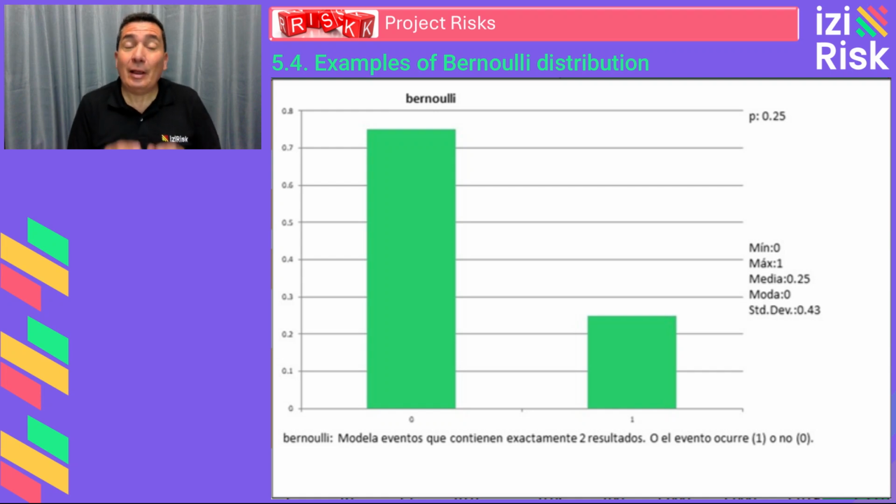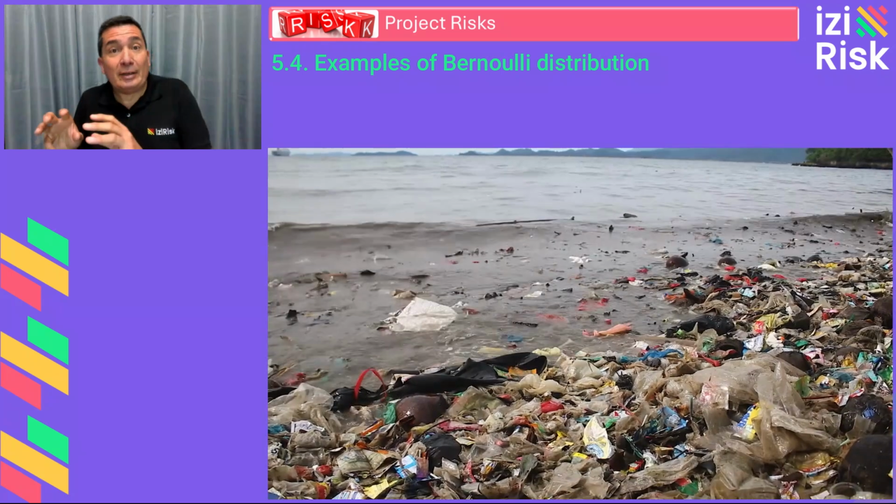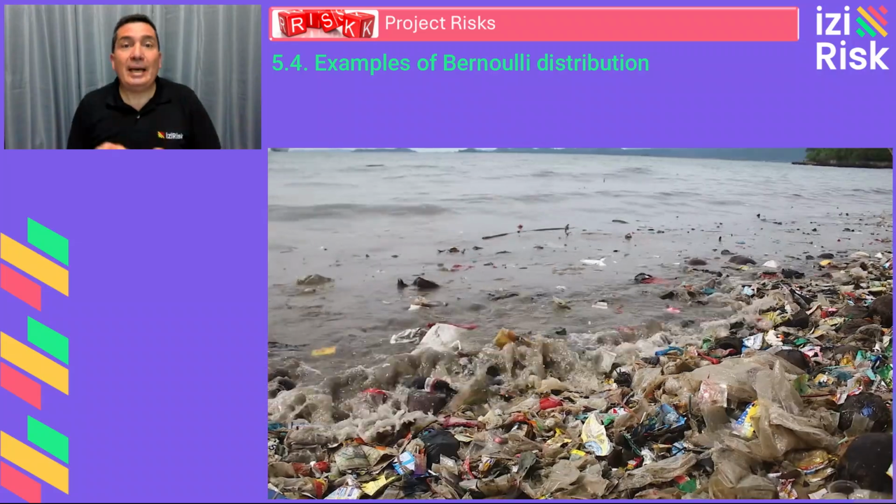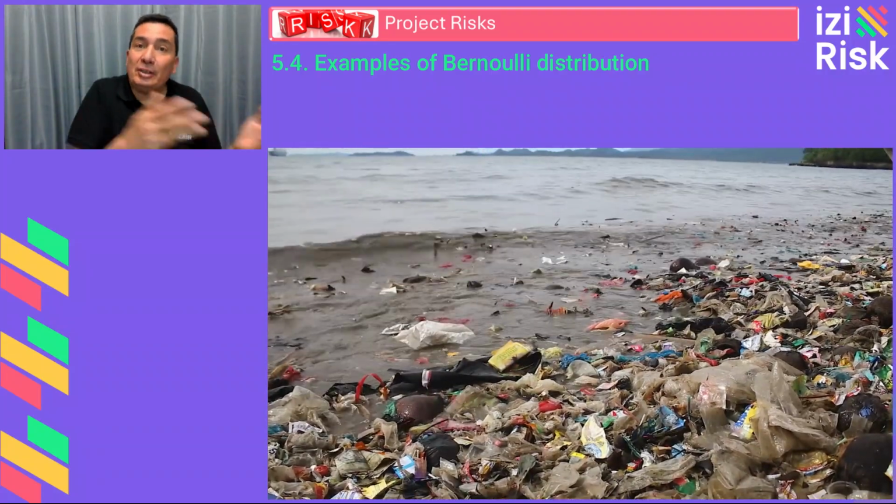As we have seen, the Bernoulli distribution is a binary distribution that allows only two states, 0 or 1. The risk either occurs or does not occur. Let's look at the following example. We have a risk of damage to the ecosystem. This is a risk that either exists or does not exist. It materializes or does not materialize.